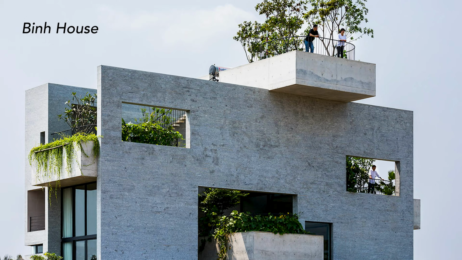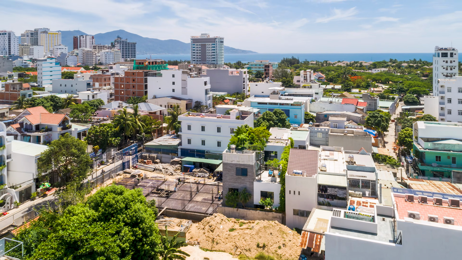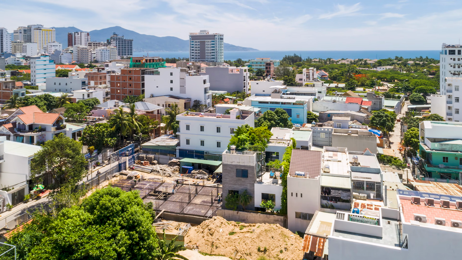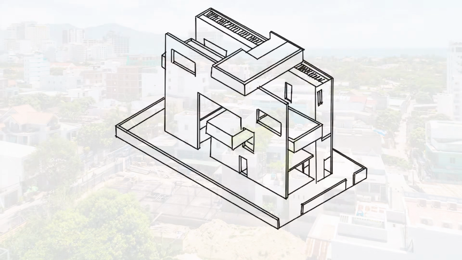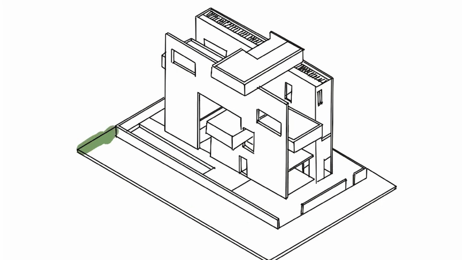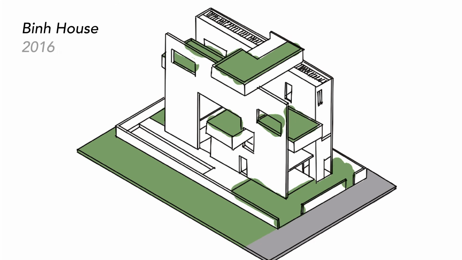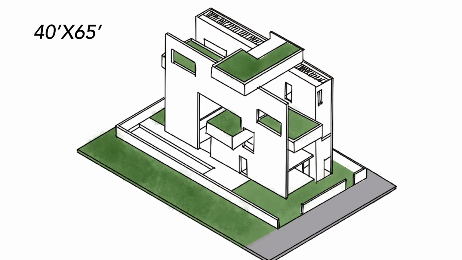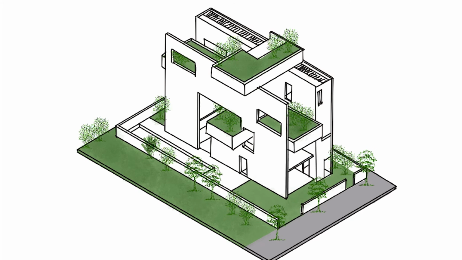The project is known as the Binh House. Vietnam is experiencing rapid urbanization, which is leading to a lack of open spaces. To address this, they initiated the theme of house for the trees, aiming to connect homes with nature. One of the projects under discussion is the Binh House, designed in 2016 with a total area of 233 square meters, approximately 40 feet by 65 feet. So here VTN Architects focuses on providing green spaces within the high density neighborhood.